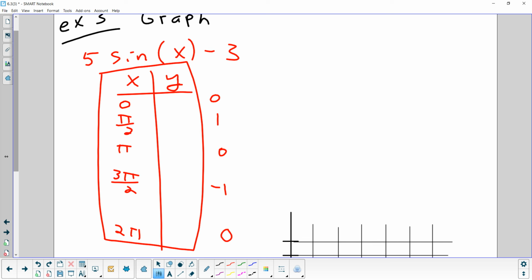Okay. And Abigail, we're going to handle the vertical stretch first. So how are we going to do the arithmetic with these points? By 5. We're going to multiply them all by 5. Now we have to handle the shift. After we multiply by 5, what are we going to do? Yep, minus 3.